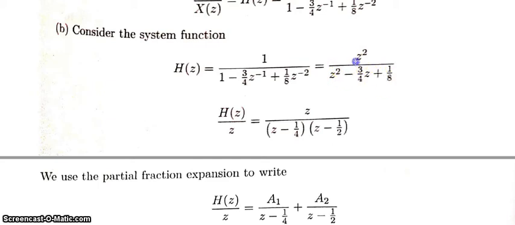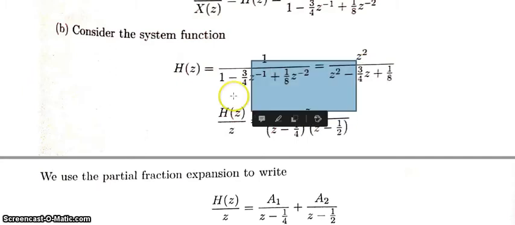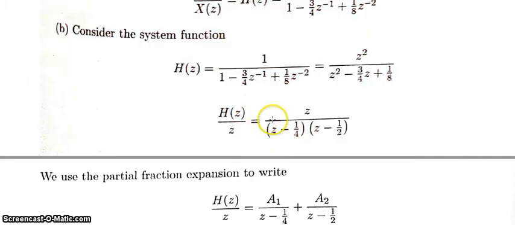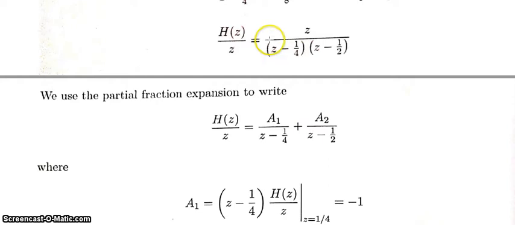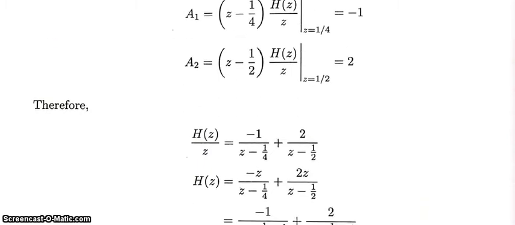Now one z is taken to the left side, that is H(z) by z equals z divided by, the denominator polynomial can be factorized as (z minus 1/4) into (z minus 1/2). Now we are going to do partial fraction expansion on this expression. The term on the right is a proper fraction. On partial fraction expansion, we can write it as A1 divided by (z minus 1/4) plus A2 by (z minus 1/2), and on expansion we get A1 and A2 values as minus 1 and 2.